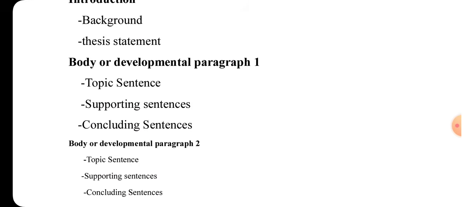Now let's look at this one. After that, you develop what? Your body or developmental paragraph. In developing a paragraph, the parts of a paragraph are what? A topic sentence, supporting sentences, and a concluding sentence. So now we are coming to talk about the effect of democracy in Africa.